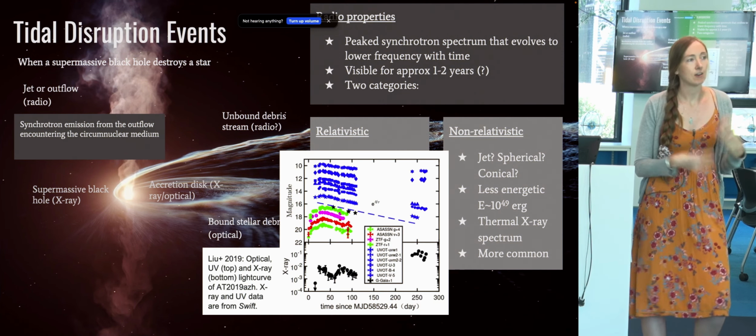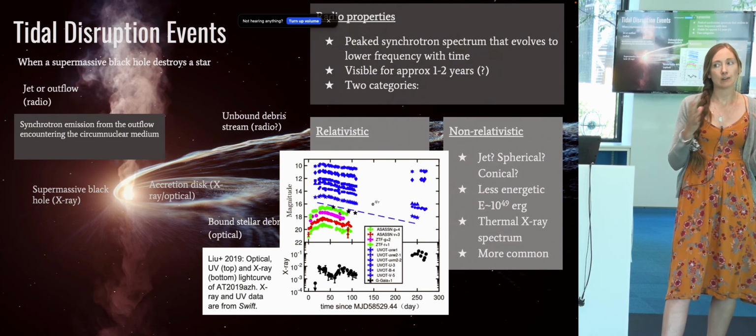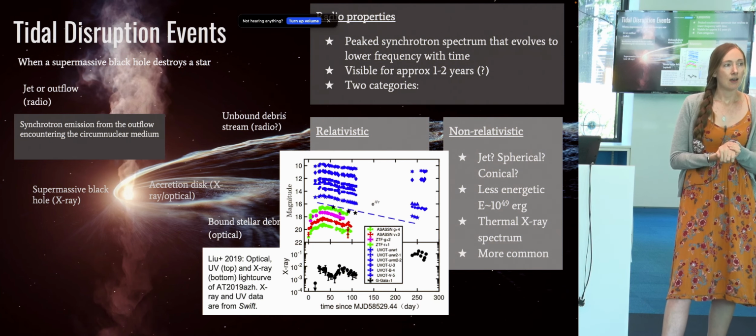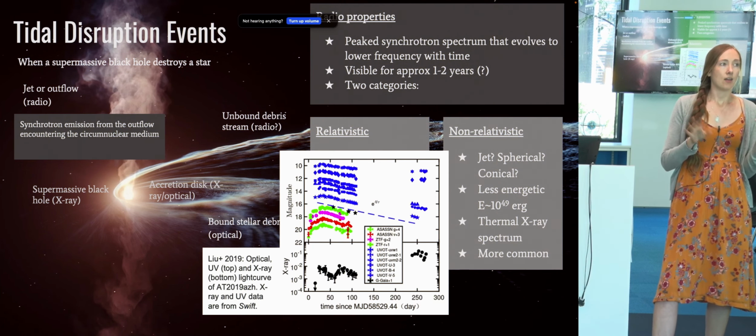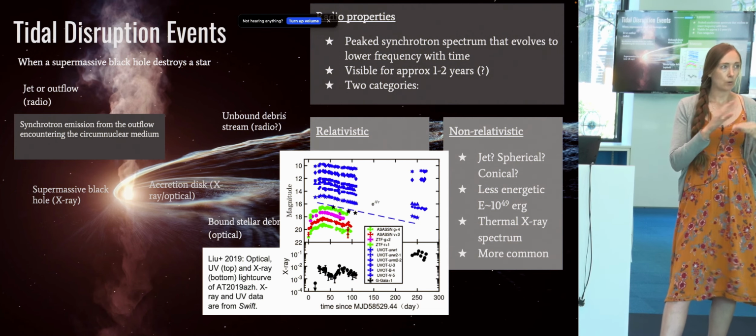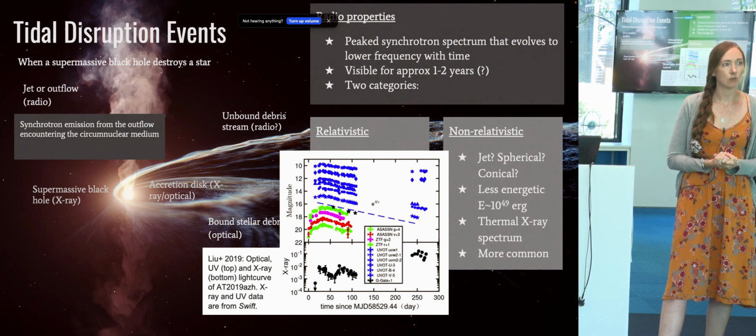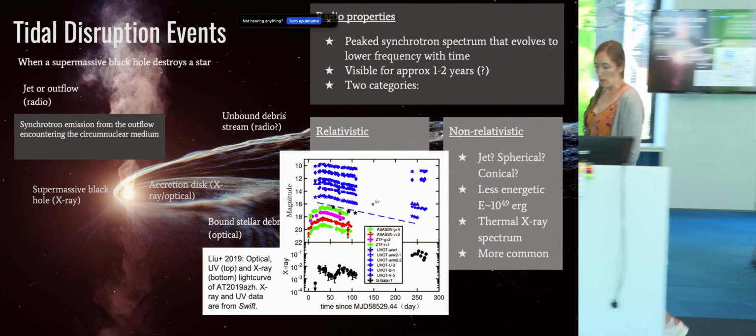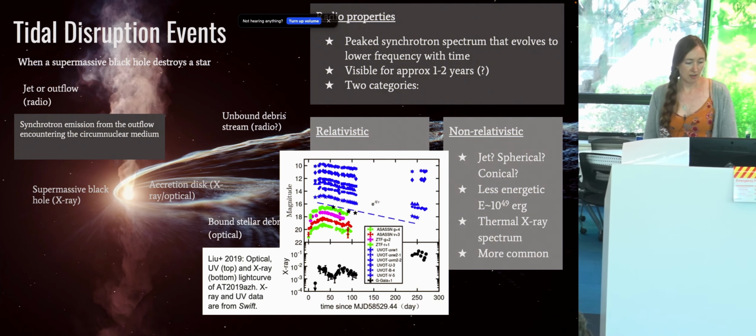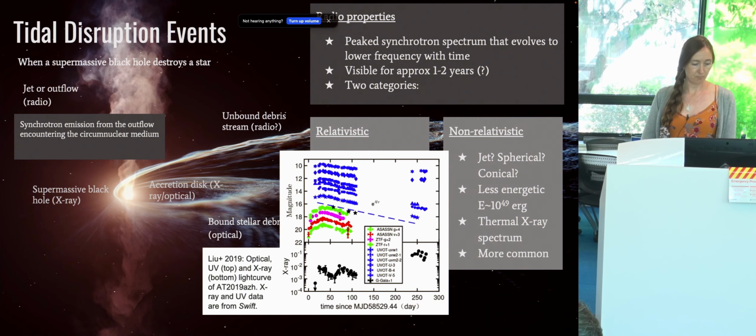And I think that radio outflow is consistent with a more spherical shaped structure that is from either an accretion-induced wind or collisions of the debris streams ejecting material. And these show a very thermal X-ray spectrum, so much softer, and they're much, much more common.